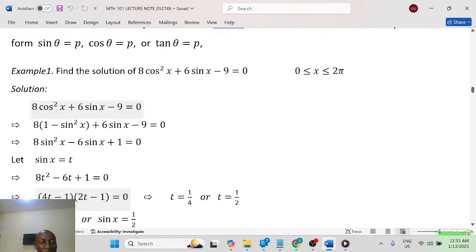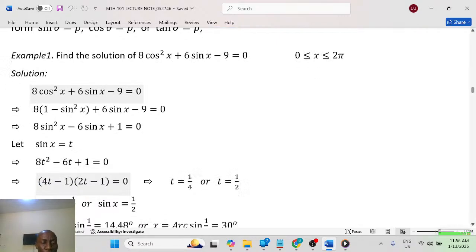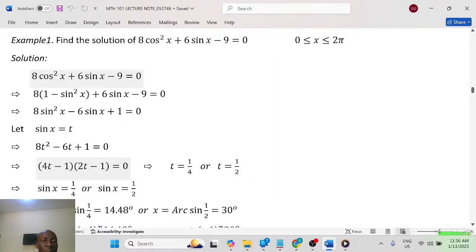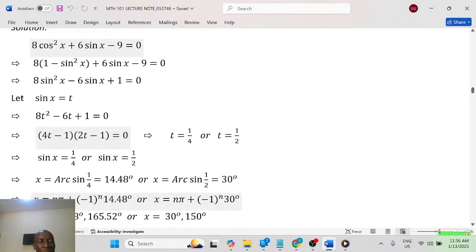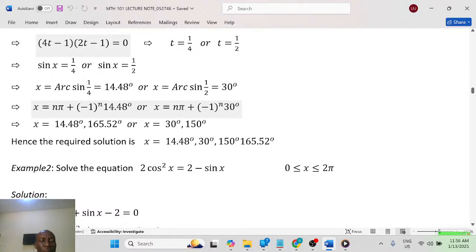And we know that if a times b is equal to 0, from our idea in quadratic equation, it means that either a is equal to 0 or b is equal to 0. So 4t minus 1 is equal to 0, or 2t minus 1 is equal to 0. If 4t minus 1 is equal to 0, it will give us t equal to 1 over 4. If 2t minus 1 is equal to 0, it will give us t equal to 1 over 2. But we know that t is equal to sine x. So sine x is equal to 1 over 4, or sine x is equal to 1 over 2. x will now be arc sine 1 over 4, which will give us 14.48 degrees. And x also is equal to arc sine 1 over 2, which is equal to 30 degrees. So that is how we solve that equation.